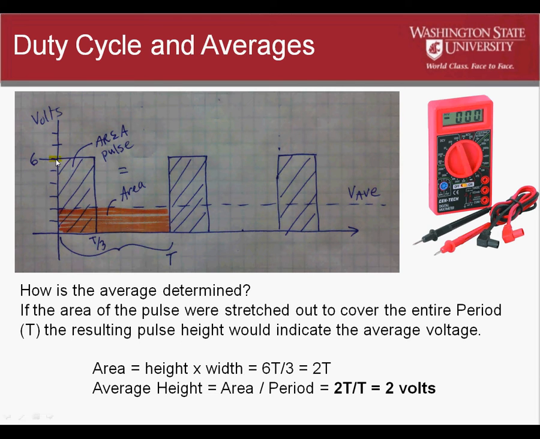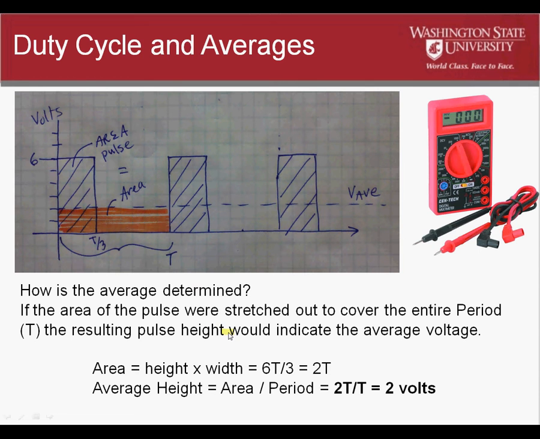In this case, graphically, it's 6 volts tall and 3 divisions wide, so that's approximately 18. The area is 18. So if you stretch that across the whole period, and in this case the period is 9, that would mean that the height would have to be 2. So this would receive a 2-volt signal. That's what would be displayed on the meter.